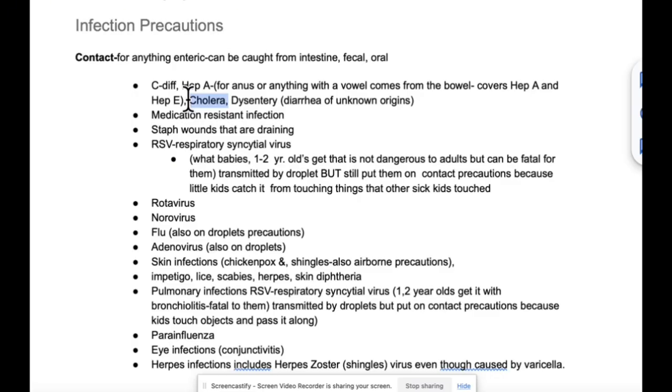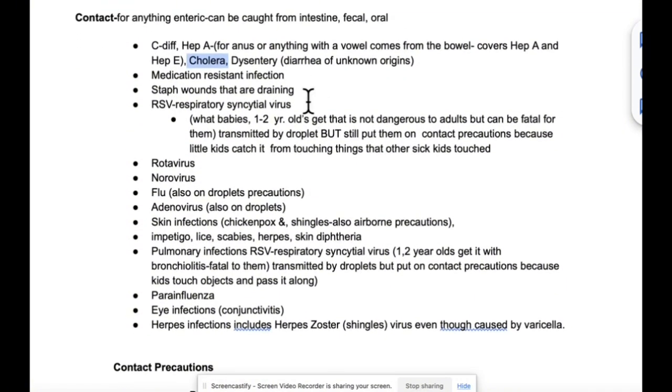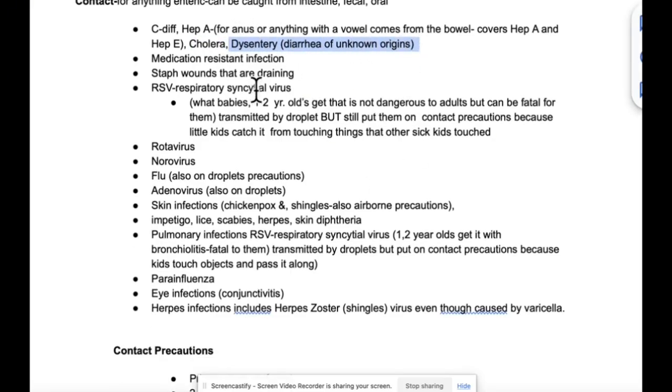And until we know what it is, we'll have that patient on contact precautions. So, just some of NCLEX's convention around that idea, dysentery. Okay. All right. So, who else is on contact?